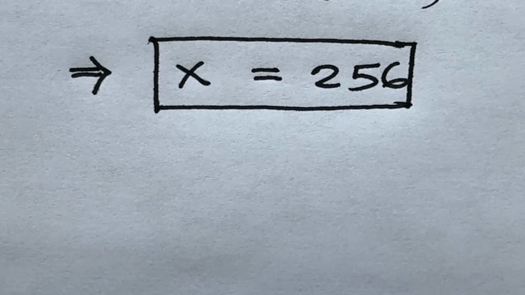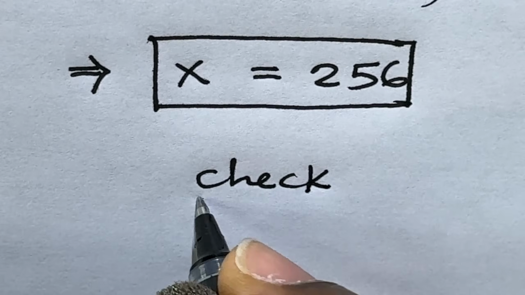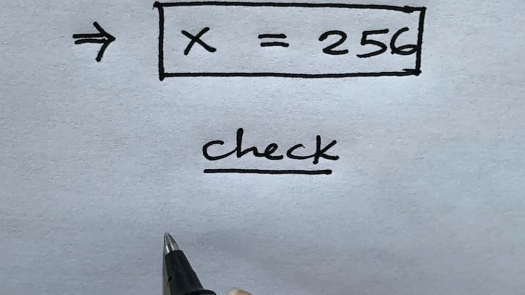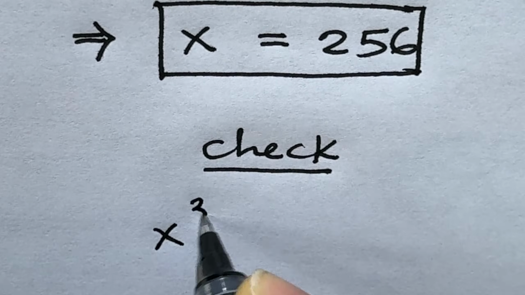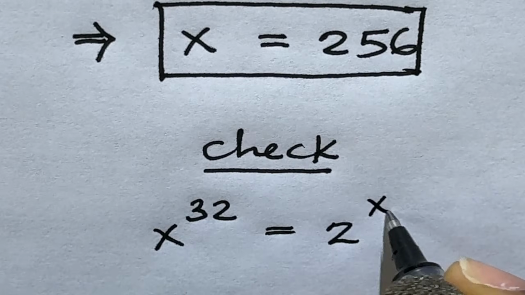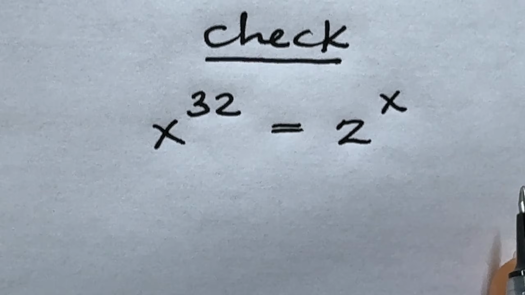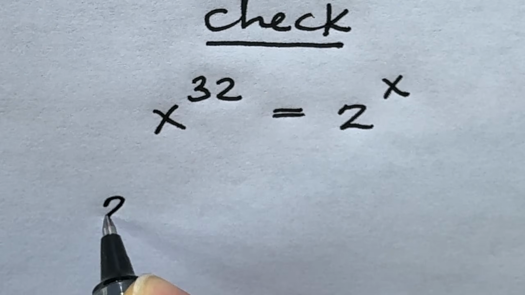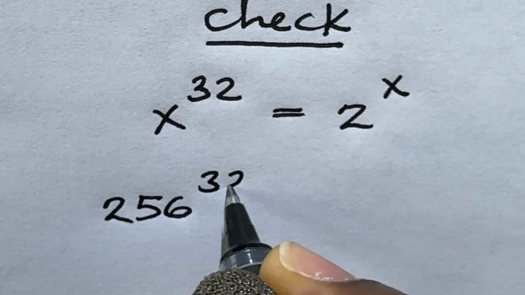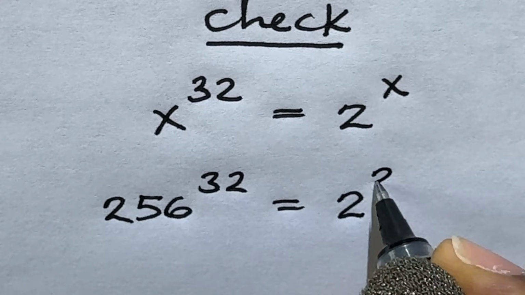And we can quickly do a verification check to confirm that that is correct. We were given x raised to power 32 is equal to 2 raised to power x. Now our x is 256. Then we do 256 raised to power 32 is equal to 2 raised to power 256.